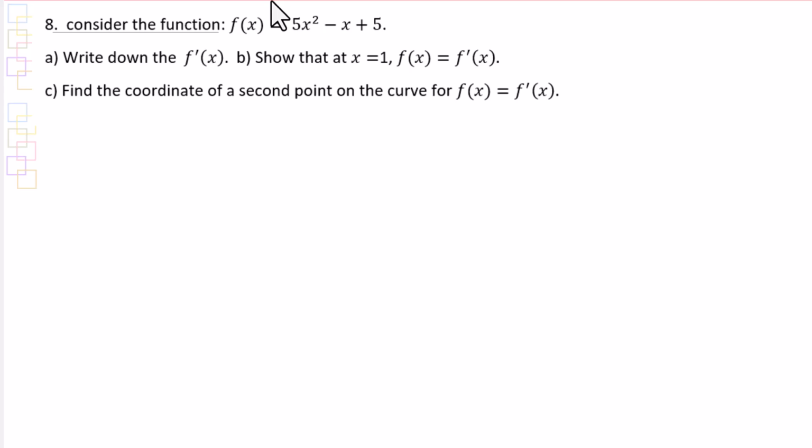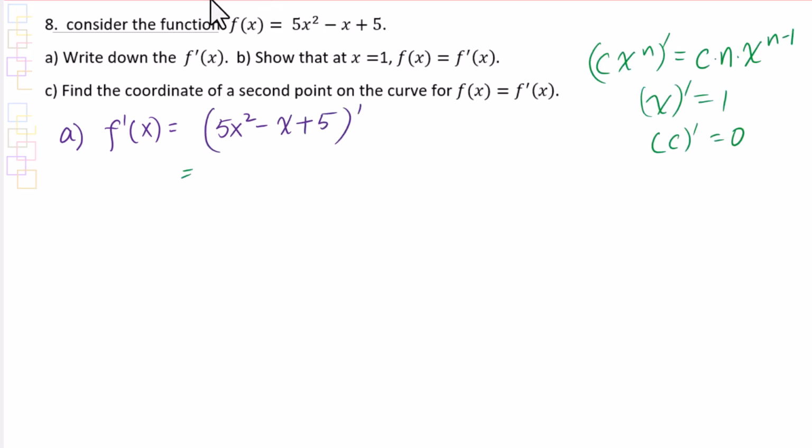Question 8. Consider the function f of x equals 5x squared minus x plus 5. Write down the derivative of f of x. f prime of x equals 5x squared minus x plus 5, prime. 2 drops down. 5 times 2, x to the first power, minus x prime is 1. Constant number 5 prime is 0, equals 10x minus 1.